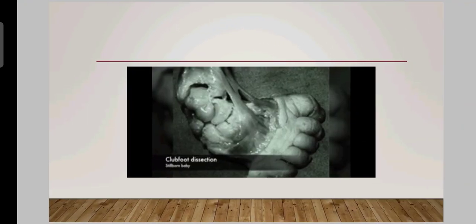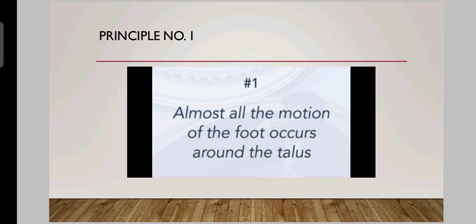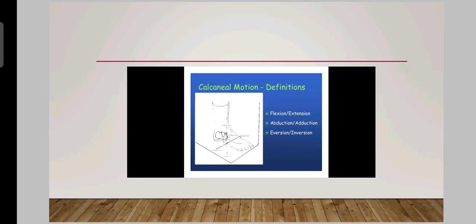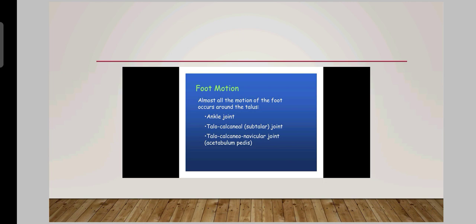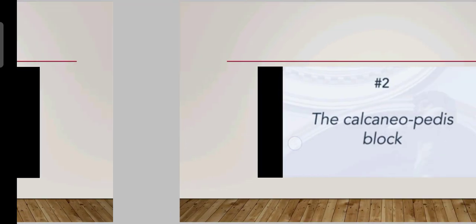In these diagrams you can see the extreme supination position of the CTEV foot or clubfoot. So principle number one is that almost all the motion of the foot occurs around the talus, with calcaneal motions like flexion, extension, abduction, adduction, eversion, and inversion. Almost all the motion of the foot occurs around the talus: at the ankle joint, plantar flexion and dorsiflexion take place, and then the talocalcaneal or subtalar joint and the talocalcaneonavicular joint, that is the acetabulum pedis.